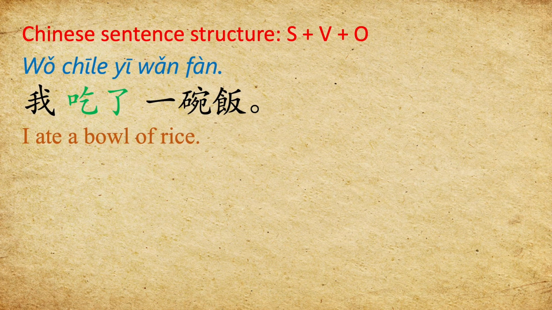Before we get into the 把 construction, let's do a quick comparison between a normal sentence structure and 把 structure. Basic Chinese sentence structure is subject plus verb plus object, just like in English. The example sentence that I chose is 我吃了一碗饭。我 is I, 吃了 is ate, 一碗饭 is a bowl of rice. So 我 is the subject, 吃了 is the verb, 一碗饭 is the object. This is the simple basic sentence structure.